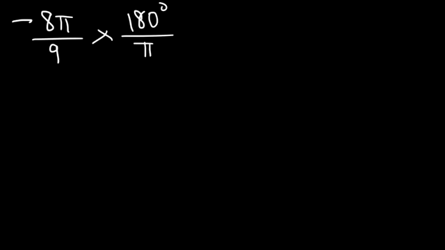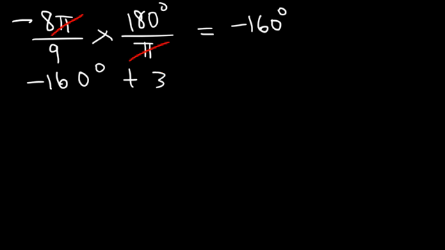Let's try one more example, but an angle that is still in radians but has a negative value. So let's try negative 8 pi divided by 9. So let's multiply by 180 over pi to convert it to degrees. Now 180 divided by 9 is 20, and 20 times 8 is 160. So this is equal to negative 160. But now let's find the positive coterminal angle. So let's add 360 to it. 360 minus 160 is positive 200.